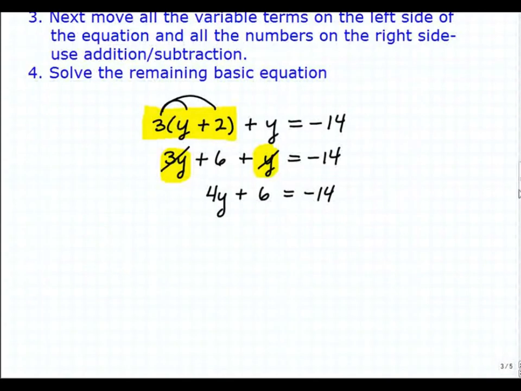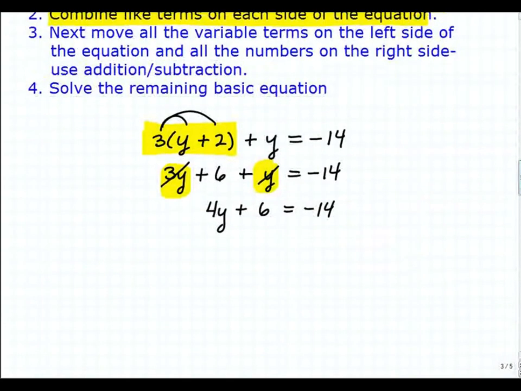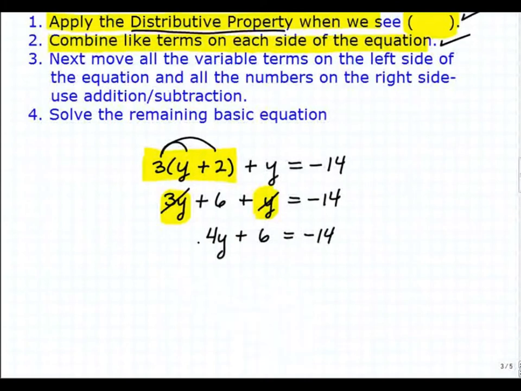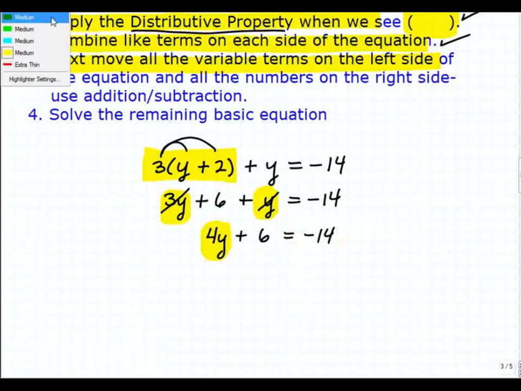Okay, so what I did there was I combined like terms on either side of the equation. In this case, it was only like terms on the left-hand side. So next, I'm going to move all my variable terms to the left-hand side. If I look here, my variable term is already on the left-hand side. There are no more variable terms, but I also have to move all my numbers to the right-hand side.